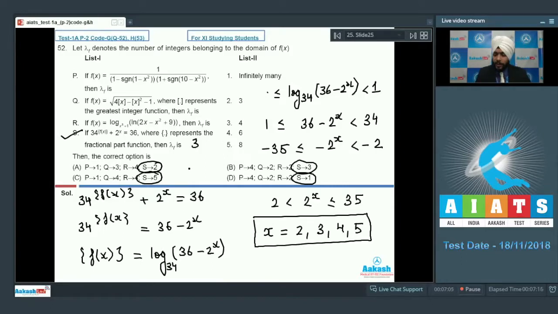S matches to option number 3. The only correct option is option B. Okay. Again, you have to work smartly. Let us move on to next part.